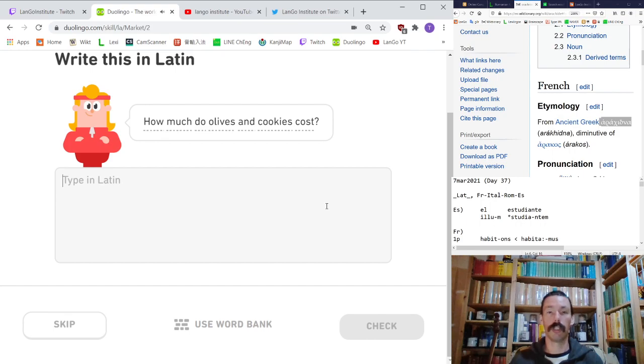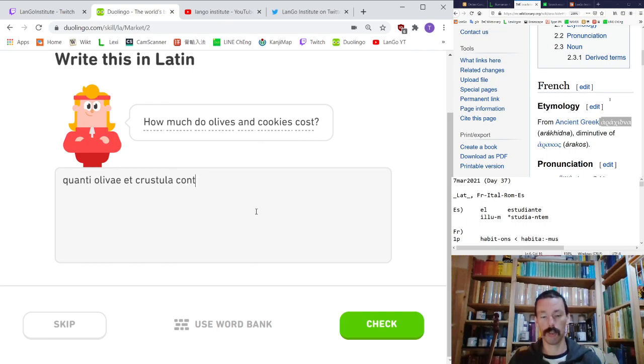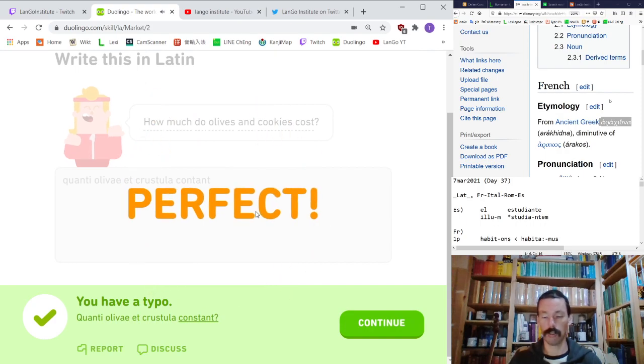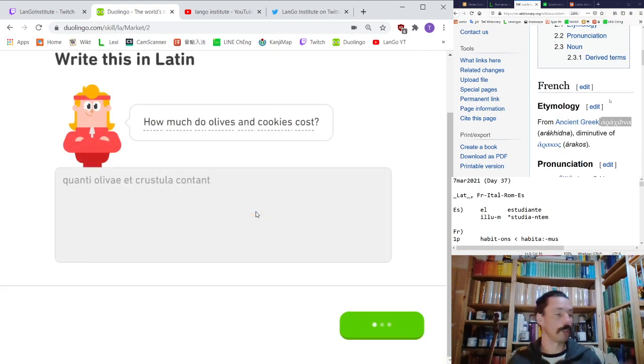How much do olives and cookies cost? Quanti. Like I said, a dative singular form. At how much? Quanti. Quanto would be dative. Quanti. So maybe it's not quite as I was just explaining. So our subject here, olivae et crustula, those are both nominative plural, just different classes, different genders. Constant, the verb is plural. Conjoined subject, each of which was also plural.